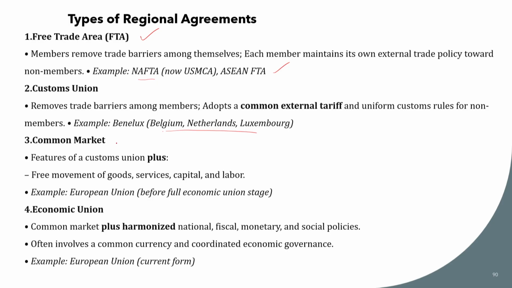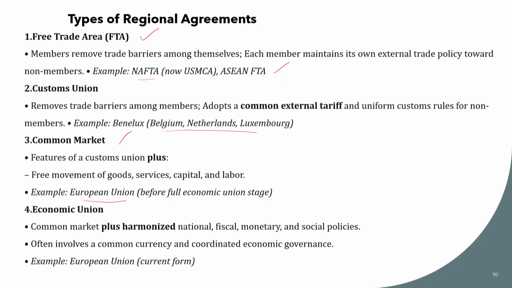Then we have the common market. A common market has the features of a customs union, in addition to free movement of goods, services, capital and labor among the member countries. So, the early phase of the European Union was a common market type of regional agreement. That means before the full economic union, the full EU was formed.